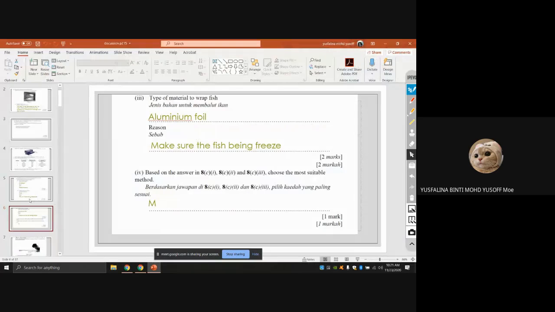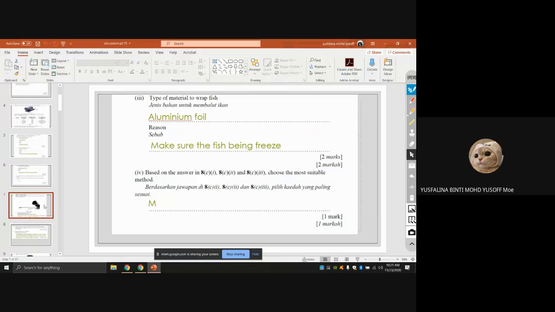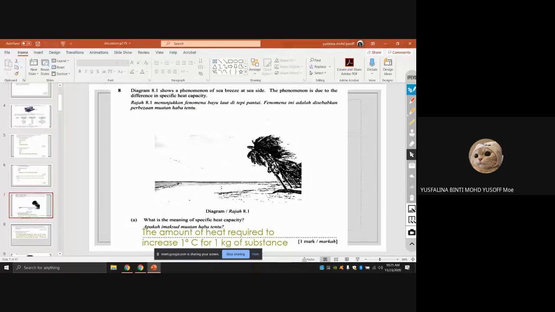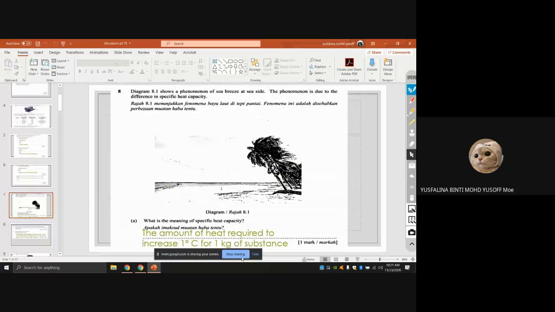So this one is already explained to you, already discussed. Okay, so move on to the next slide. Diagram 8.1 shows a phenomenon of sea breeze at the seaside. The phenomenon is due to the difference in specific heat capacity. At the land here, the specific heat capacity is lower compared to the sea. So what is the meaning of specific heat capacity? It is the amount of heat required to increase 1 degree Celsius for 1 kg of substance.